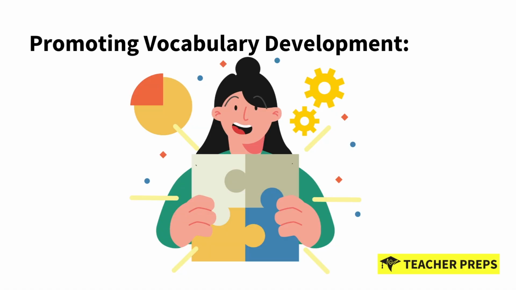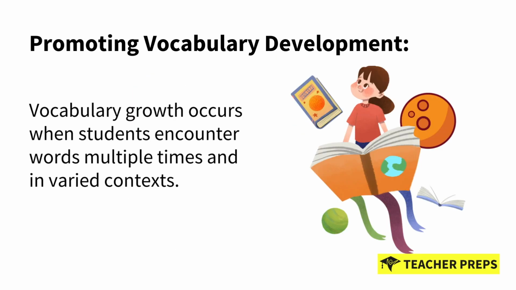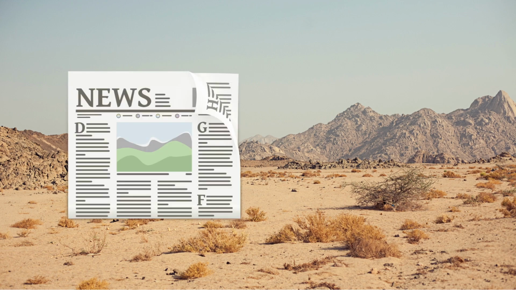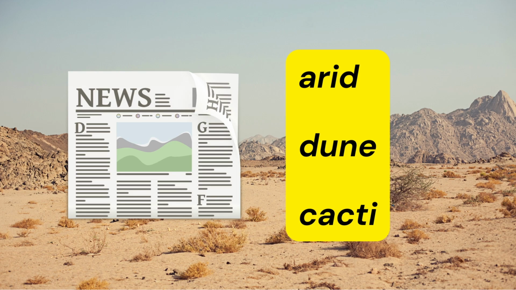And now we move on to promoting vocabulary development. For your exam, keep in mind that vocabulary growth occurs when students encounter words multiple times and in varied contexts. For example, after reading a story set in a desert landscape, students could be given a scientific article about desert ecosystems. By doing so, they get multiple exposures to words like arid, dune, and cacti in a variety of contexts.